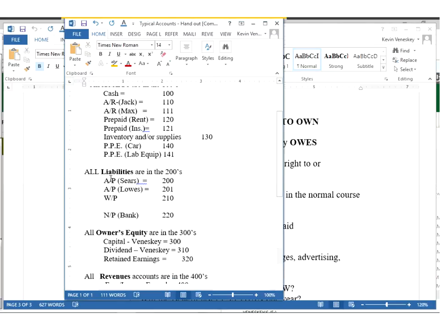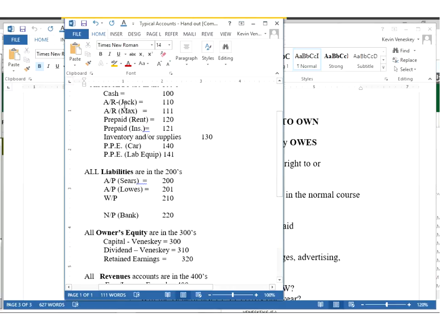But the first two are our very typical ongoing accounts that we have with some of our vendors that supply to us quite often. And these are called accounts payable. And notice it's very similar to accounts receivable, but these are accounts payable. We owe somebody money. We're going to be paying them money.